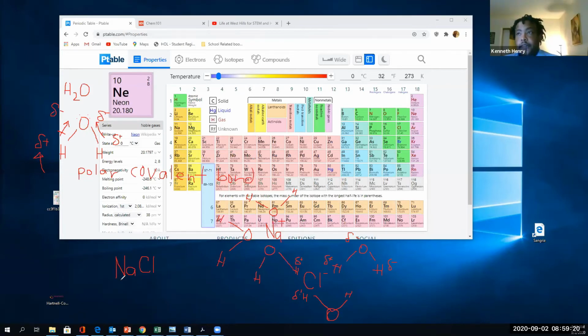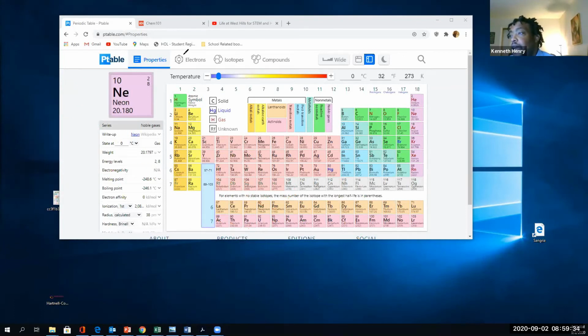So we've talked about ionic bonds. We've talked about covalent bonds. So this is an example of a polar covalent bond. Okay. So let's talk about a nonpolar bond. Remember when I talked to you guys about carbon? Carbon is in the middle. It's like, I can take electrons. Oh, I can give electrons.